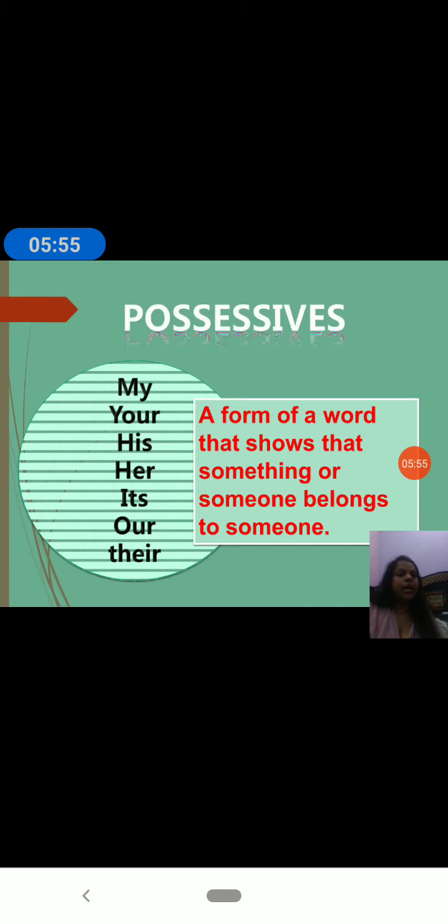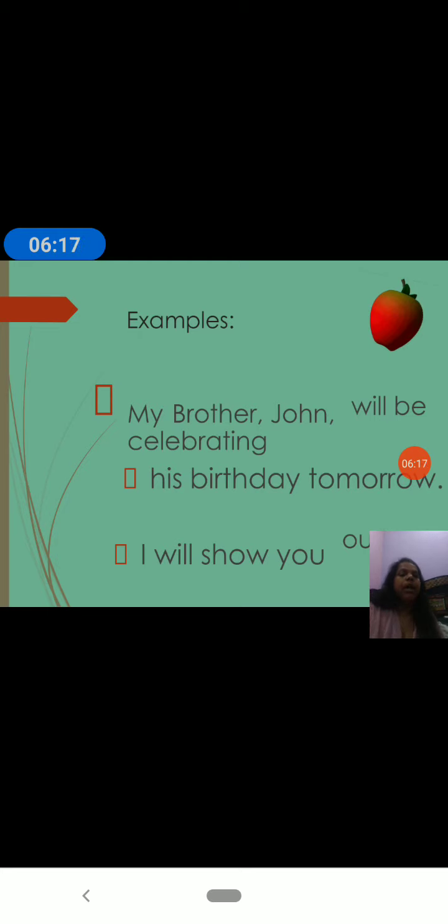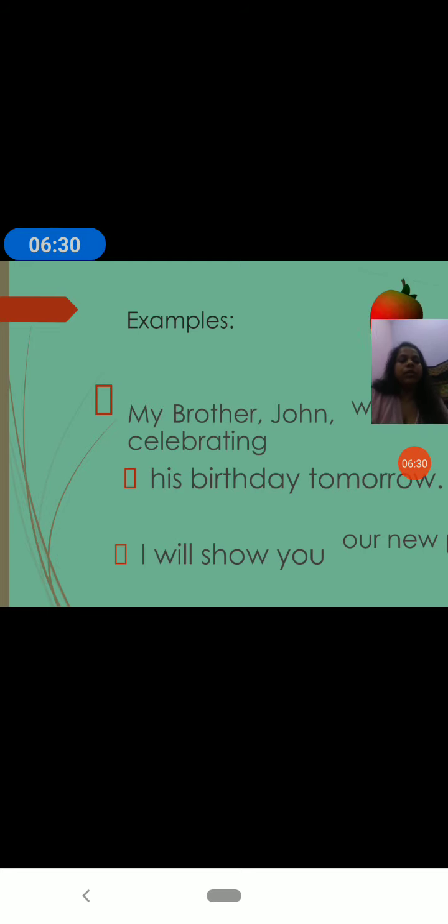Possessive. A form of a word that shows that something or someone belongs to someone is a possessive determiner. It is shown by my, your, his, her, its, our, their. For example, my brother John will be celebrating his birthday tomorrow. I will show you our new house.